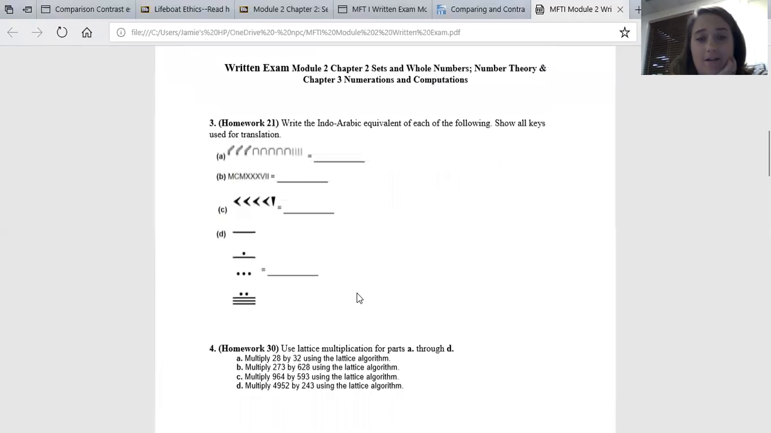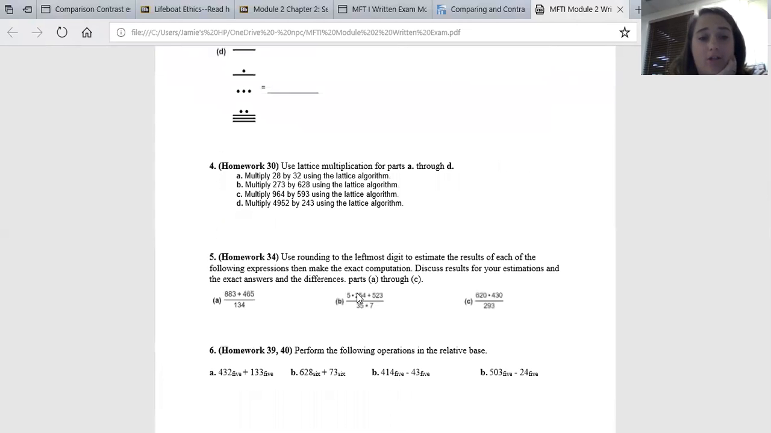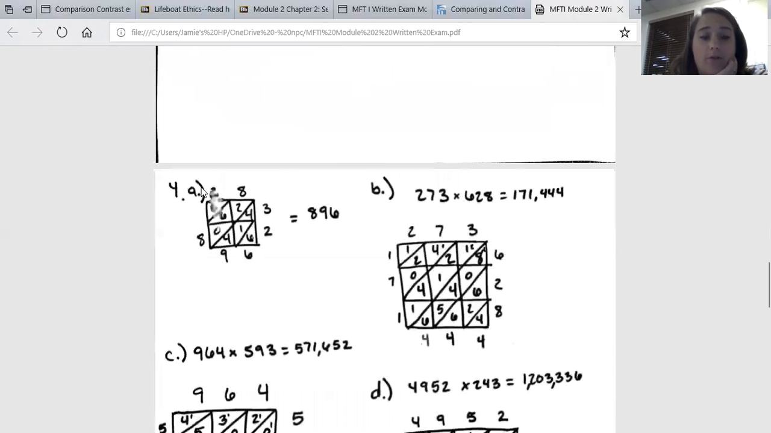Okay, so the lattice multiplication, we're multiplying 48 by 32. And if you have a hard time multiplying large numbers and you don't want to do it up and down, this lattice multiplication is very fun and easy. So you're going to have your first number on top, and your second number down the side, and you divide those in a square, and then you take a diagonal of each square.